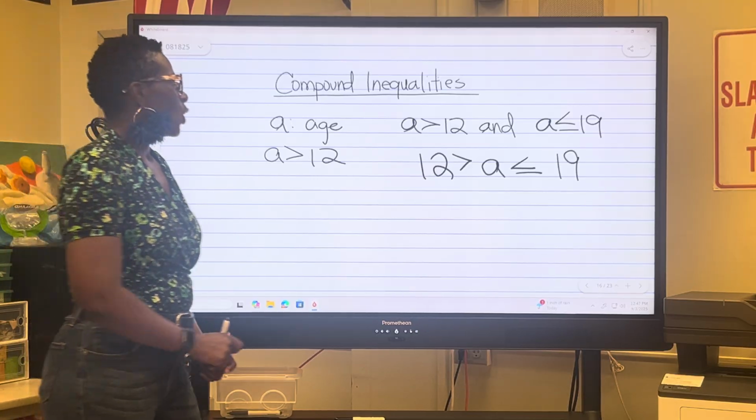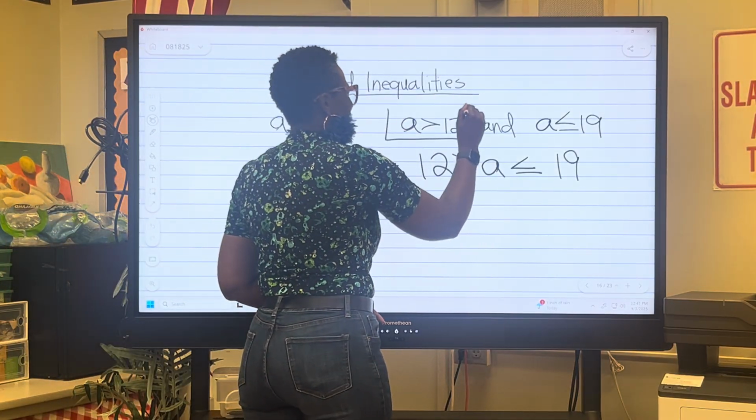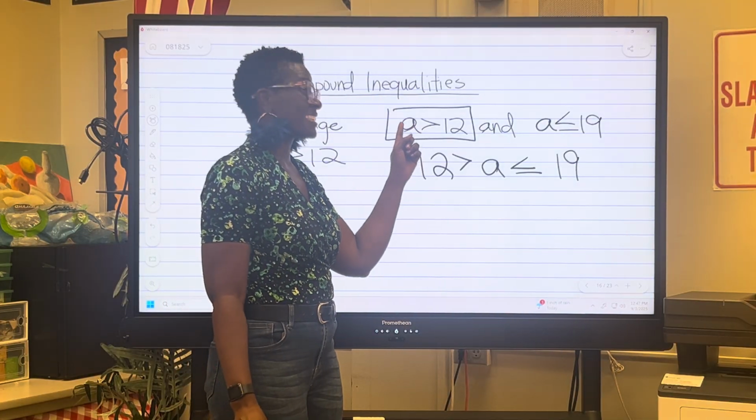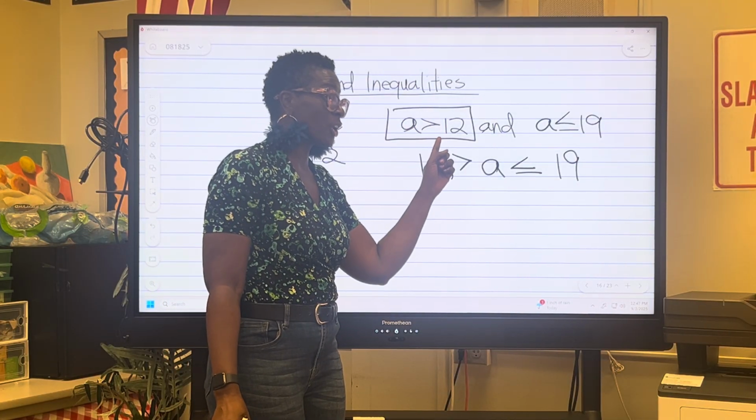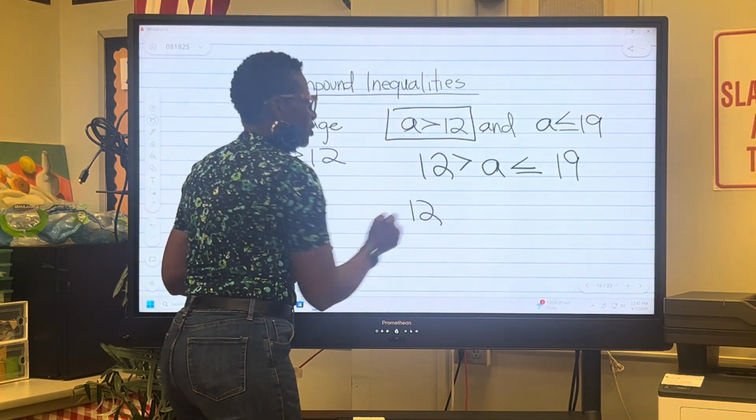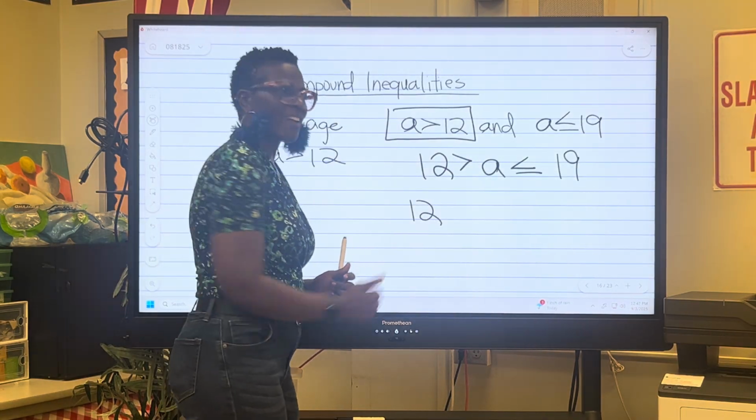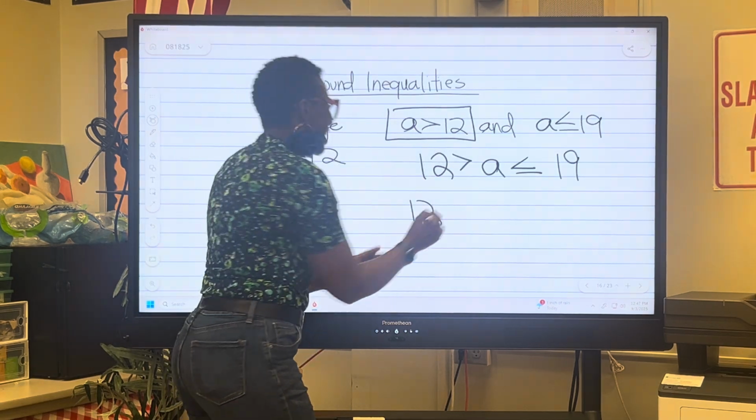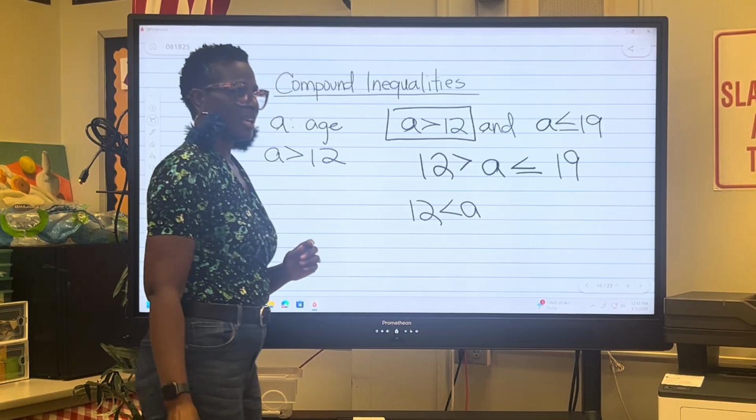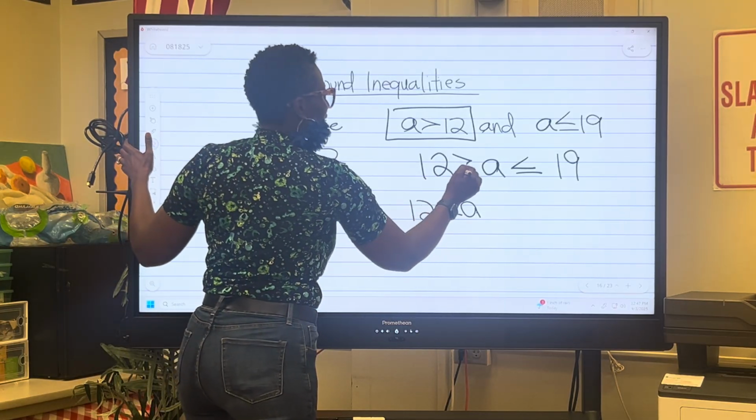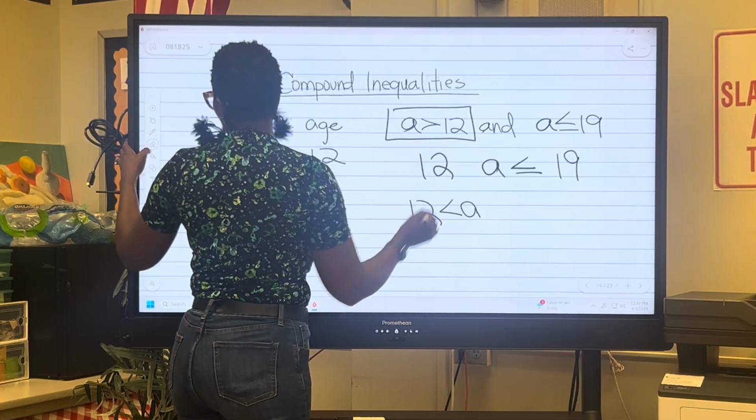Watch this. What does this say? They can be any age. This says A is greater than 12. So if I write 12 first, you flip it. If A is greater than 12, then 12 must be what? Less than A. So what is the sign that we would put here? Less than. It would be less than.